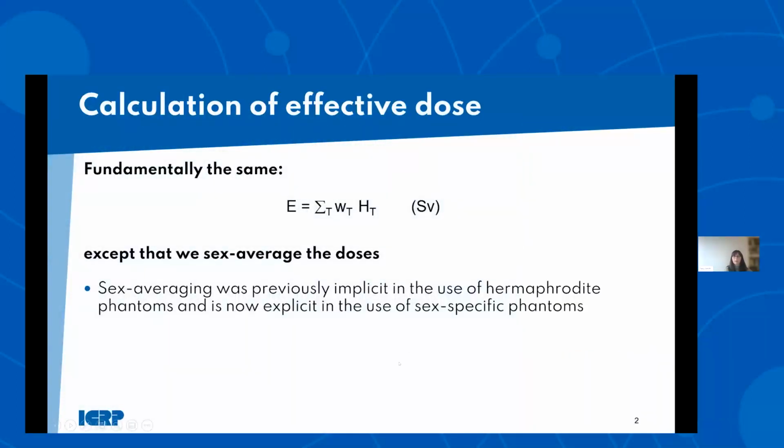Okay, so Derek talked you through the calculation of effective dose, and fundamentally for EIR and OIR, it's the same, except that we are now sex averaging the doses. Previously, sex averaging was implicit in the use of the hermaphrodite phantoms, and now it's explicit in the use of the sex-specific phantoms.